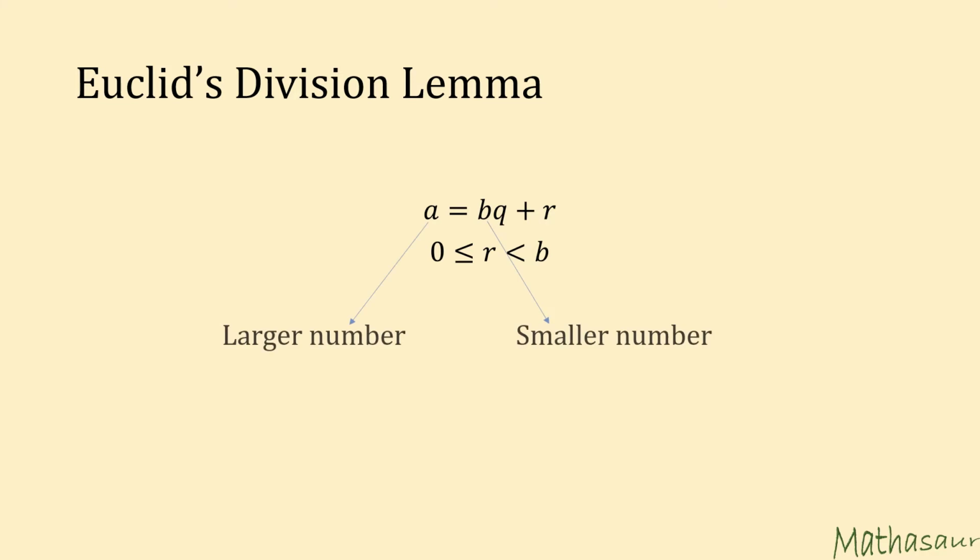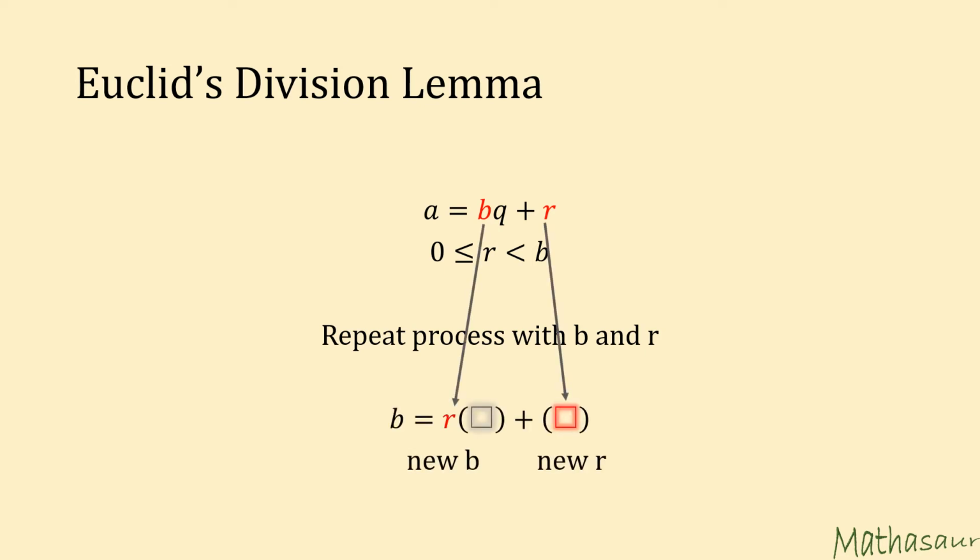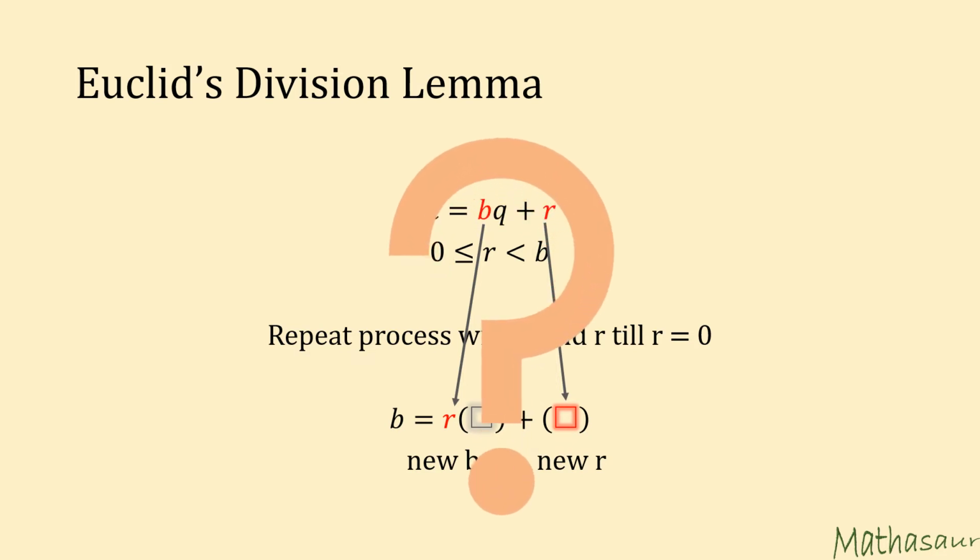How? So we have the dividend and the divisor. The bigger number becomes the dividend or A and the smaller number becomes the divisor or B. We do the division and figure out Q and R. And we repeat the process with B and R. Like this. And in the process we would find new B and new R and continue this till we find the remainder or R as 0. This does not make any sense. Let us see this with an example.